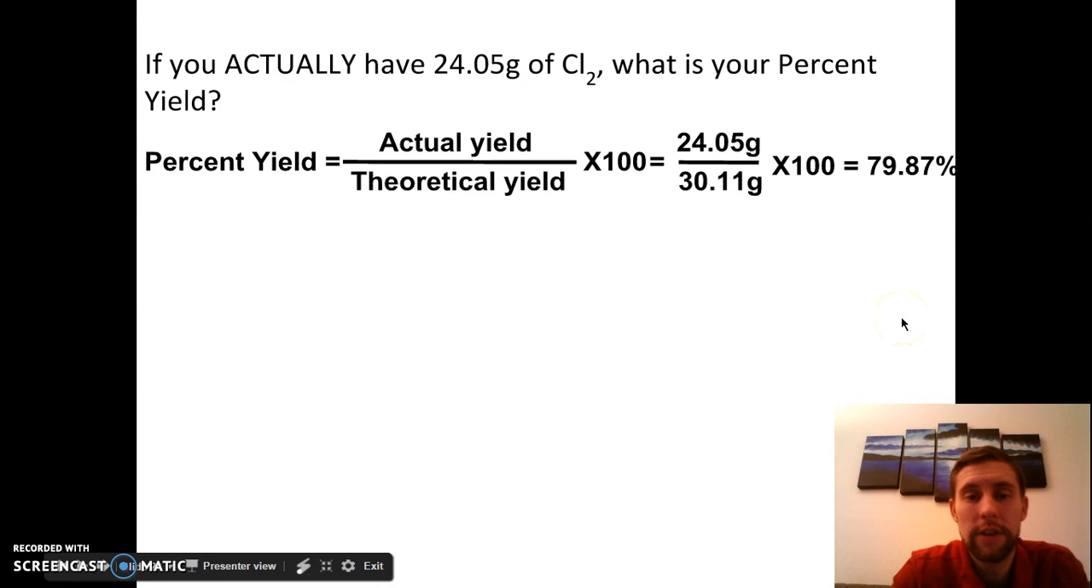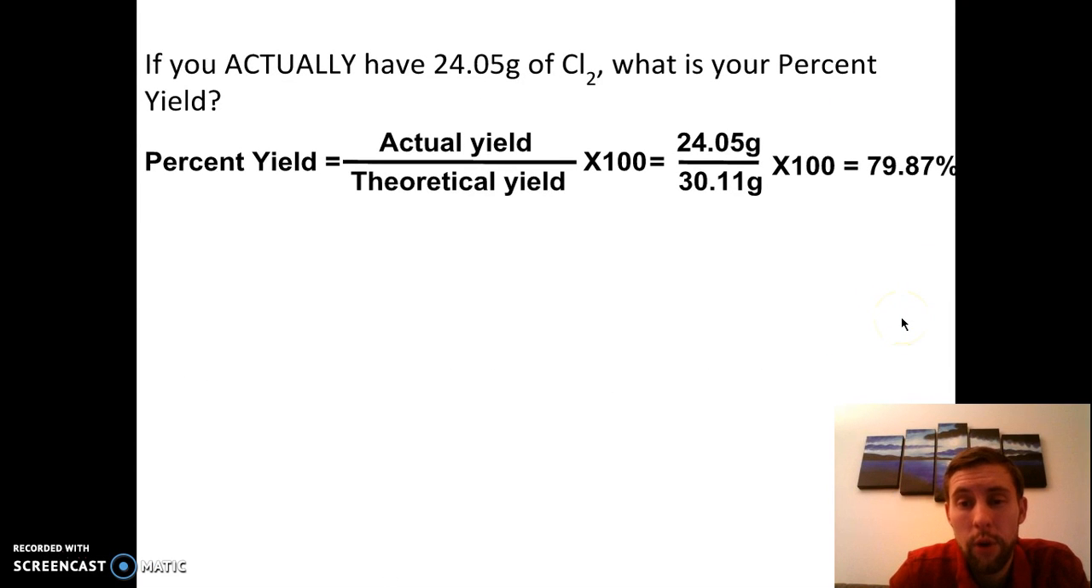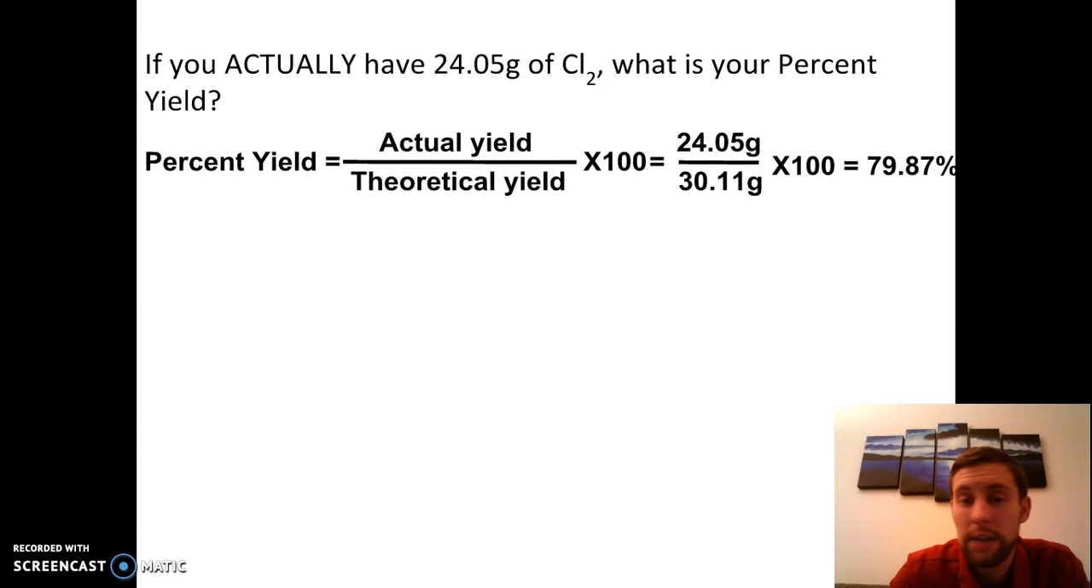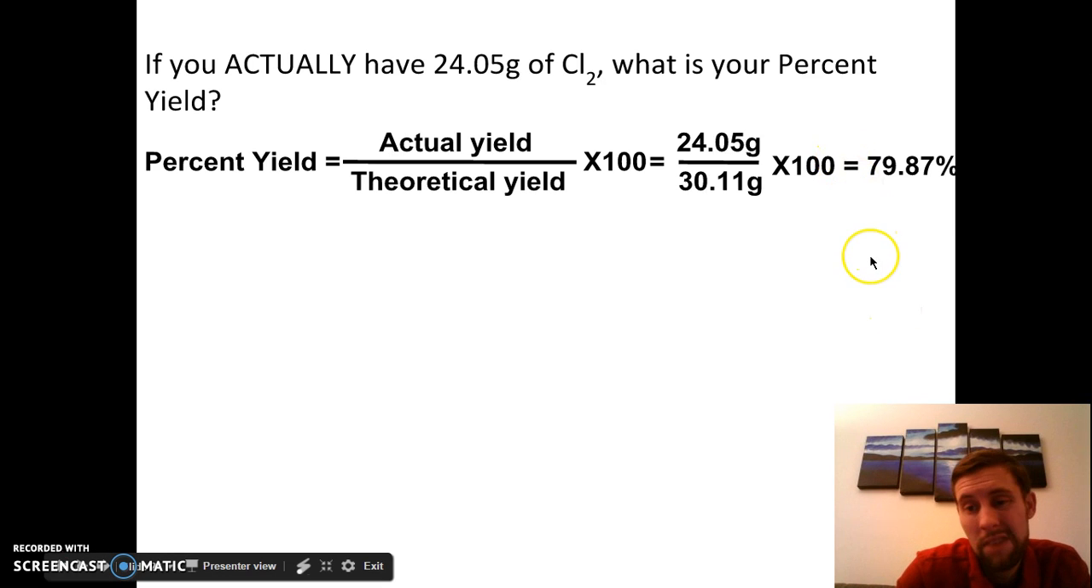Okay, so if you actually had 24.05 grams of chlorine, what would your percent yield be? Oh, it shows up too early. Just take the actual amount, the 24.05 grams, divided by the theoretical we just found, the 30.11, times 100, you get 79.87% as your percent yield. So, about 80%. Not bad, but we'd like to get closer to 100% of product ideally.